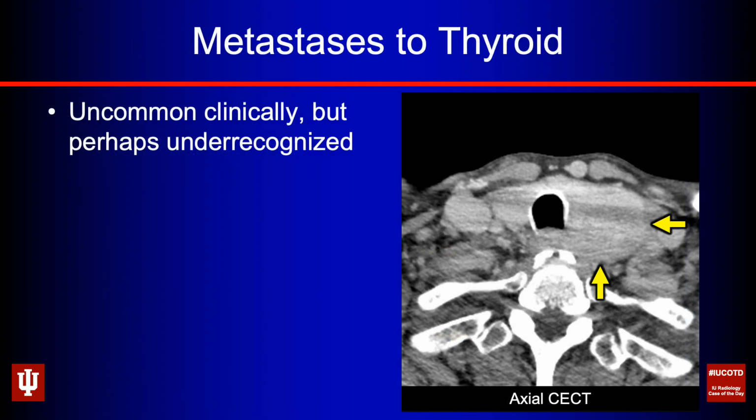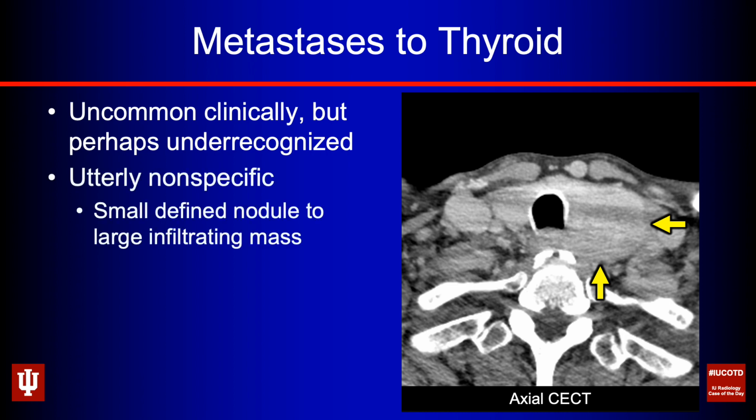You can also get metastases to the thyroid. Clinically, these are thought to be uncommon, but perhaps they're a bit under-recognized. The problem with it is the imaging findings are truly and utterly nonspecific. There's no way I can look at this and tell you on the CT that this is a metastasis rather than it being a thyroid primary malignancy.